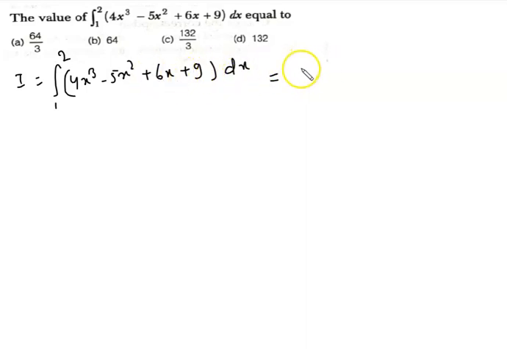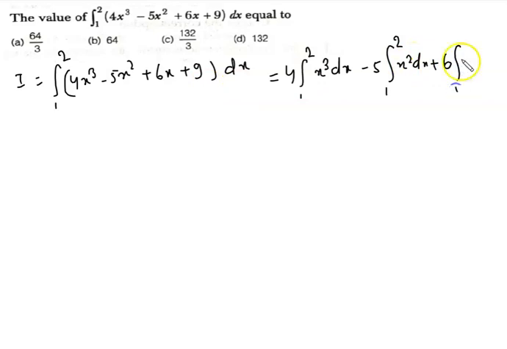So we can write it separately. After taking the common 4 from the first term, it will become the limit 1 to 2, x to the power 3 dx. After taking minus 5 common from minus 5x square, it will become 1 to 2 x square dx. After taking 6 common from the third term, it will become 1 to 2 x dx, and the last term is plus 9. After taking 9 common, it will become 1 to 2 dx.